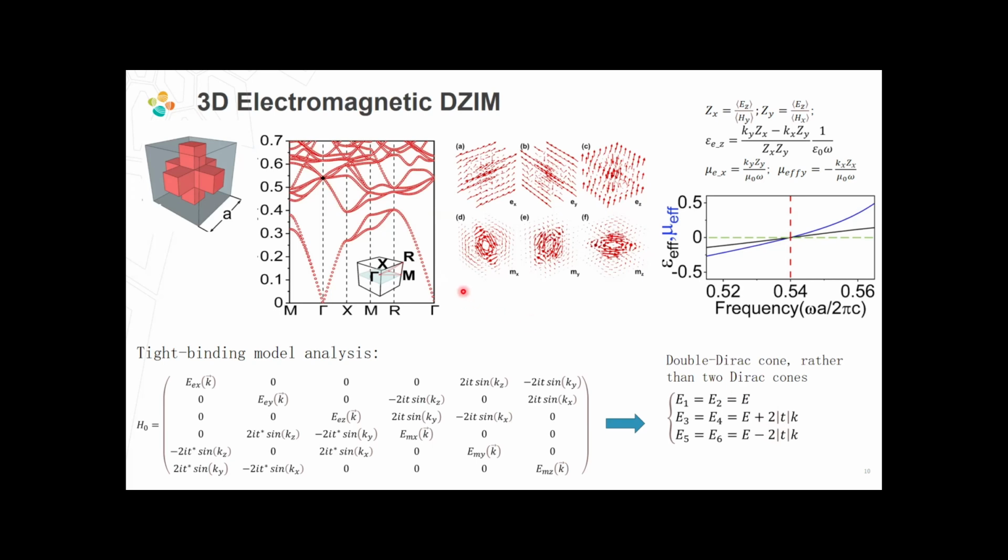The Dirac cone is a linear dispersion, and double Dirac cone means that we have 2 identical cones, but 2 Dirac cones means their slopes can be different.